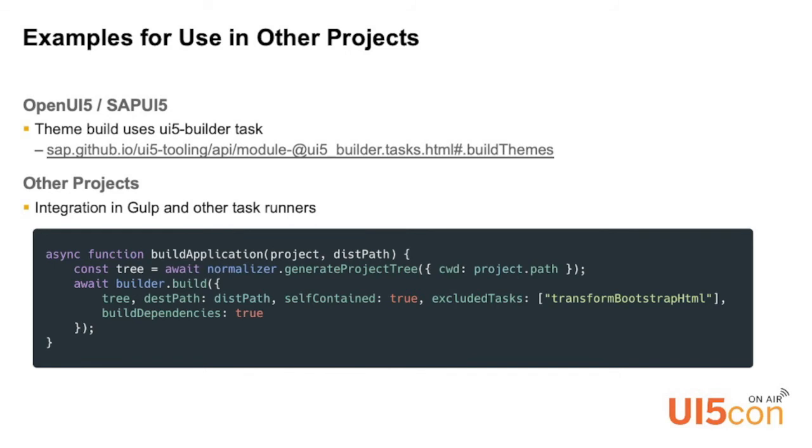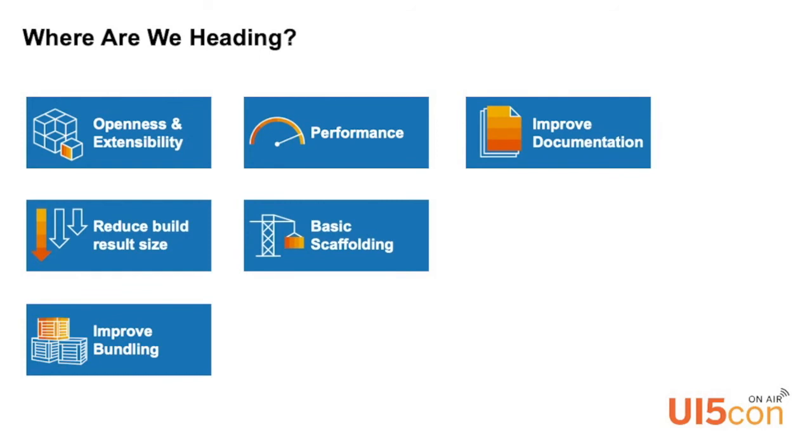The OpenUI5 and SAP UI5 build uses the theme build task from the builder. That's what Merlin mentioned earlier, that we replaced this part of our internal Maven-based build with the tooling. So we use the Node.js API here as well. And there are a lot of other projects that integrate our tooling parts like the builder, for example, in a gulp task or in other task runners.